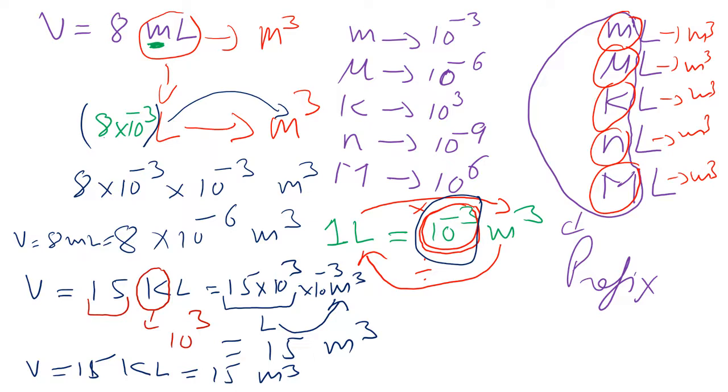Now we are changing this liter to meter cube. So you have to multiply this number by 10 to the power minus 3, then it will be converted to meter cube. If I calculate this, it is 8 into 10 to the power minus 6 meter cube. So the volume 8 milliliter is equal to 8 into 10 to the power minus 6 meter cube.